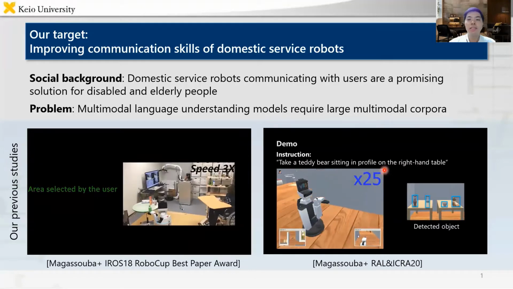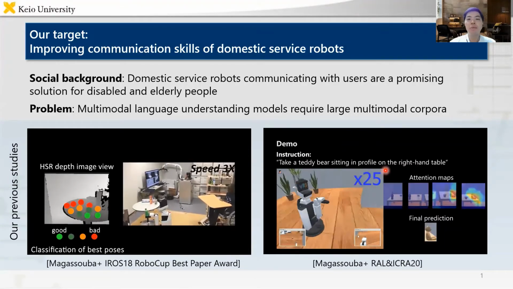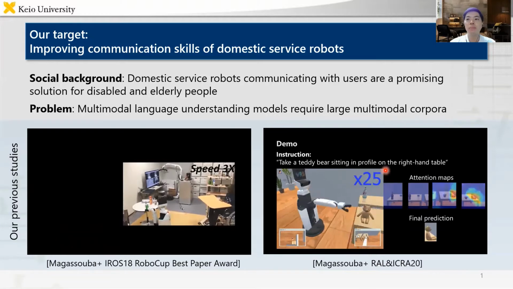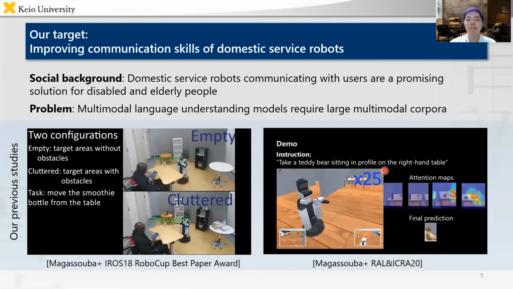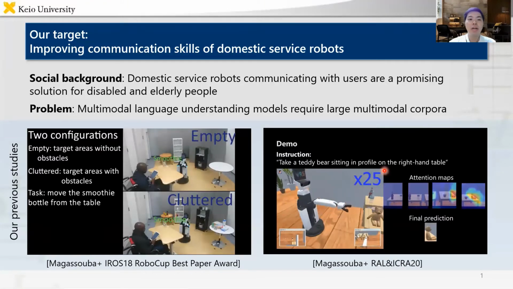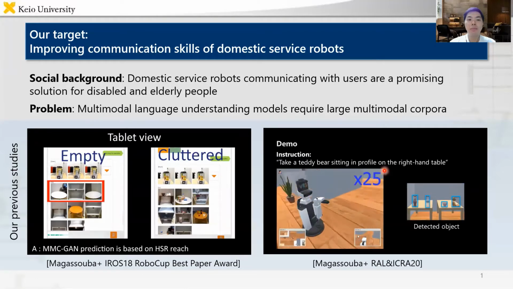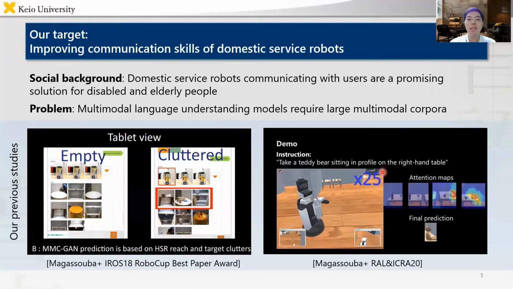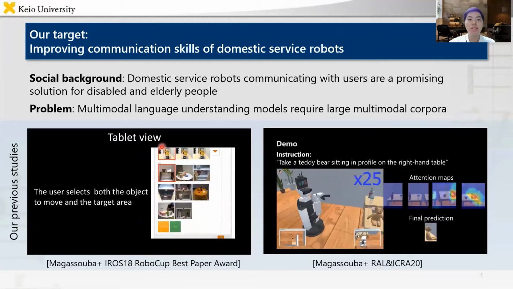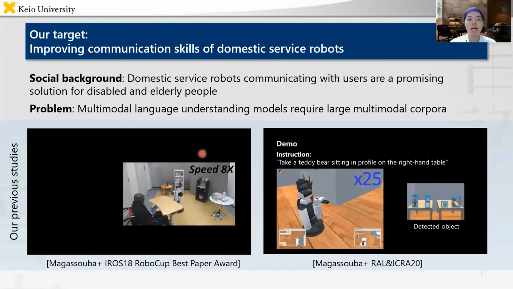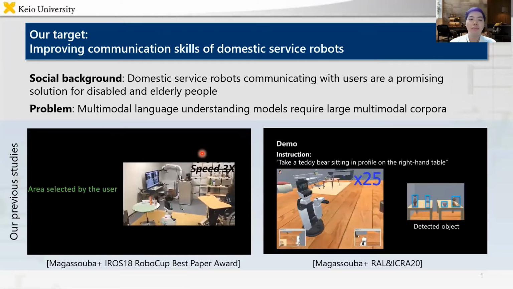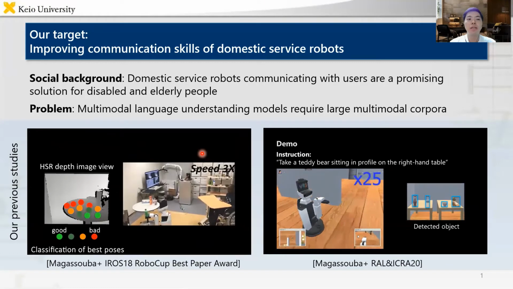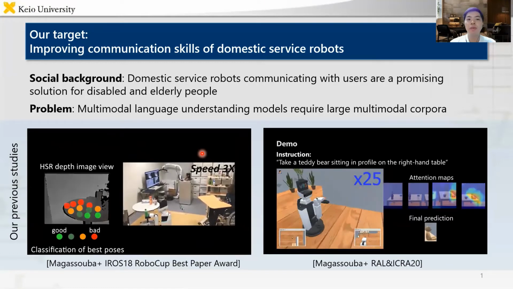This slide shows the background of this study. Domestic service robots can be a promising solution for those who require support. However, the communication skills of those robots are still insufficient. Therefore, we have been working on research that combines multimodal language understanding and domestic service robots. For example, this video shows research on a multimodal language understanding method for carry and place tasks with domestic service robots. The problem is that these multimodal language understanding models require large multimodal corpora to improve their accuracy.